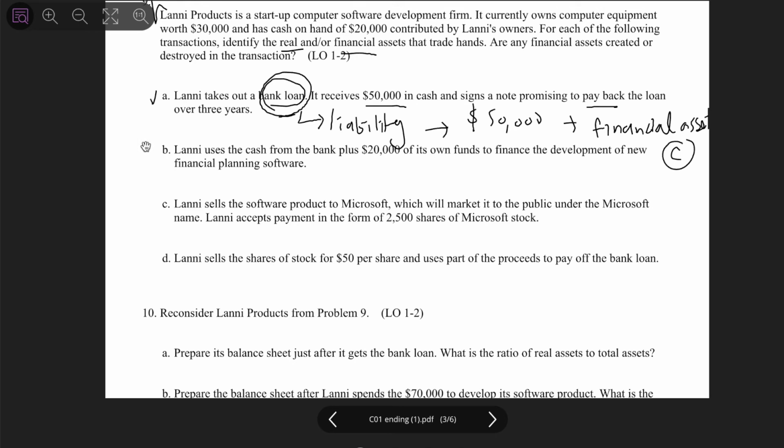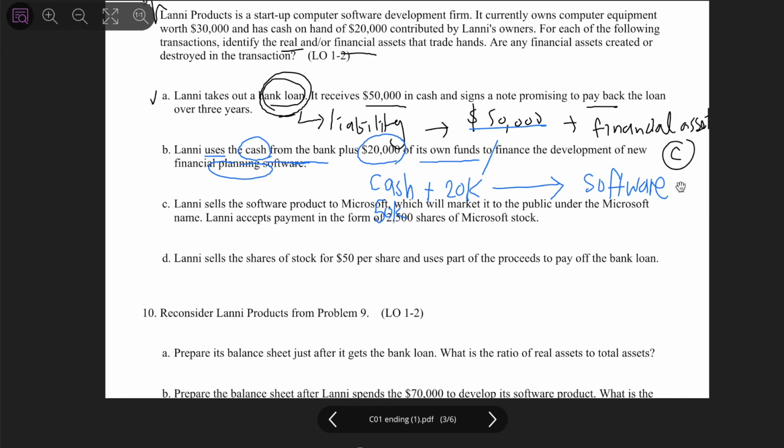Number B, Lenny uses cash from the bank plus $20,000 of its own funds to finance the development of a new financial planning software. So I'm going to use a different color. So what is happening is, the cash plus 20K, right? How much was the cash? 50K, right? So 50K plus 20K transferred to a software, right? To develop a software, they used cash of 70K, right? $70,000. So we say, what was created? What is this? Real asset was created, right?